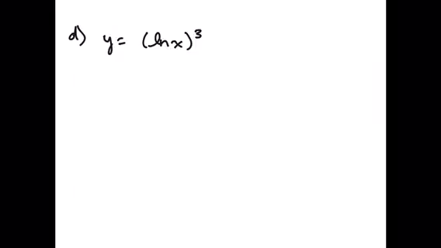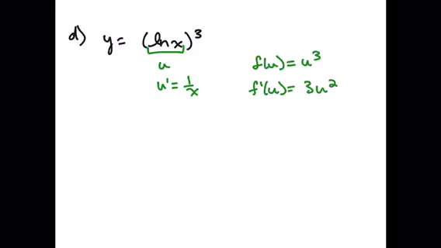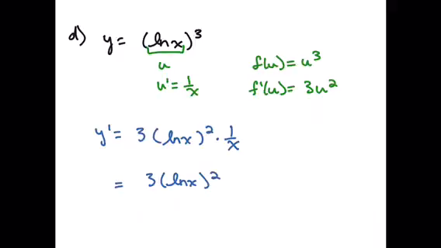Okay, here we have another chain rule problem. In this case, though, my inner function, my u, is natural log of x, and its derivative is 1 over x. My outer function is u cubed, and its derivative would be 3u squared. So the derivative of my function is going to be 3 times u squared, and I'll put the u back in there, it's natural log of x, times u prime, which is 1 over x. And so I'll write that as 3 times natural log of x, squared, all over x.